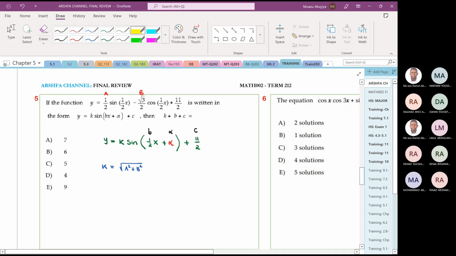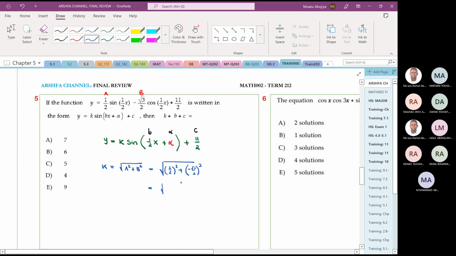Take note of that. So this is going to be equal to the square root of a squared, that is 1 over 2 all squared, plus b squared, and that is minus root 3 over 2 all squared. Now when we simplify this one, what do we get?